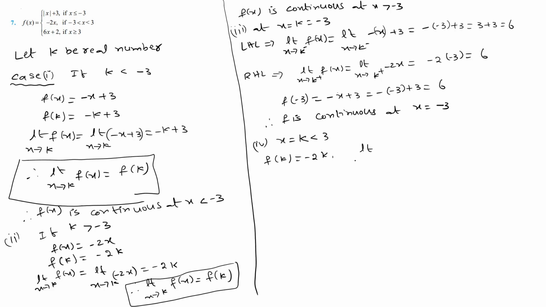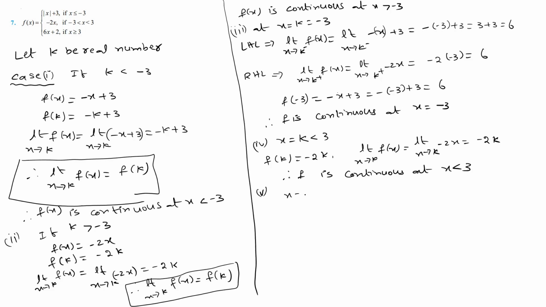And when limit x tends to k, f of x is equal to limit x tends to k, f of x. Less than 3 means we get minus 2x, so minus 2k. Therefore, f is continuous at x less than 3.